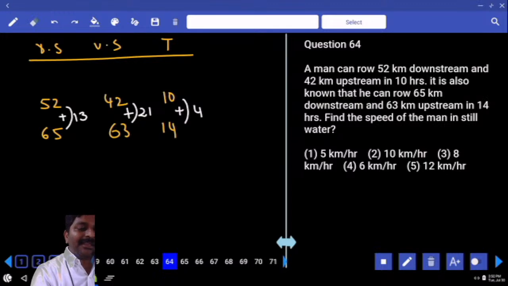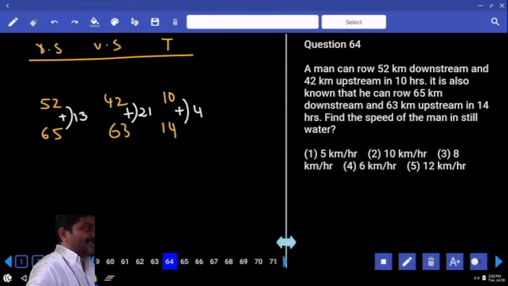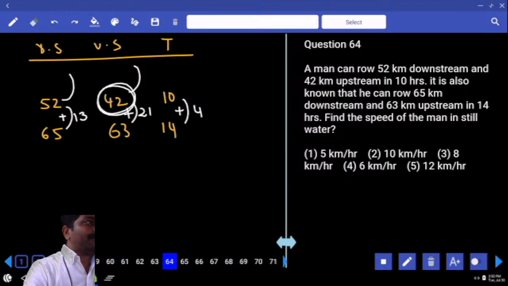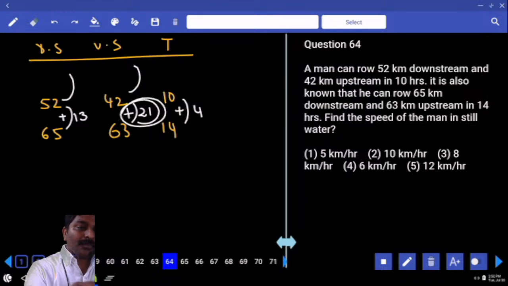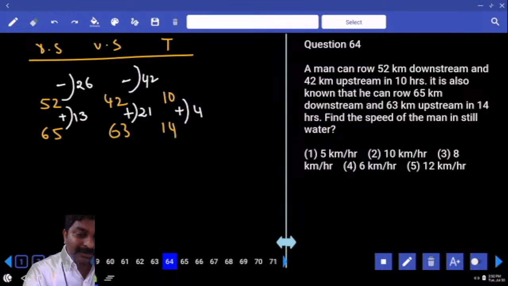Understood? When you look here, the distance in upstream is increasing, and the distance in downstream is also increasing. Both are increasing. So what I will do is subtract from either downstream or upstream, so that I can make one value 0. What is the difference here? 21 two times is exactly 42, right? Two times of this, I will subtract 26, and two times of 4 hours, minus 8 hours.